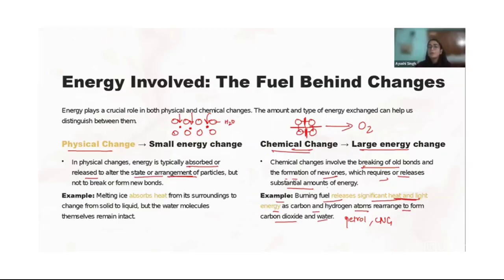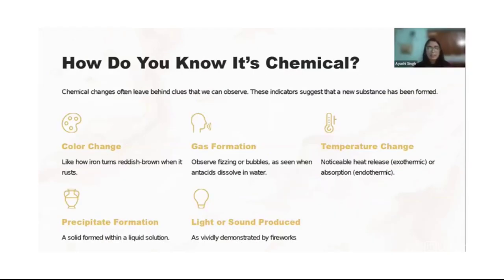Okay, so how do we know that something is actually a chemical change? Chemical changes often leave behind clues. So what would it be? I told you, like the ripening of a fruit, if the color is coming from within, you are not applying it, it's not from external, so that is a chemical change. For example, iron changes into reddish brown when it rusts.